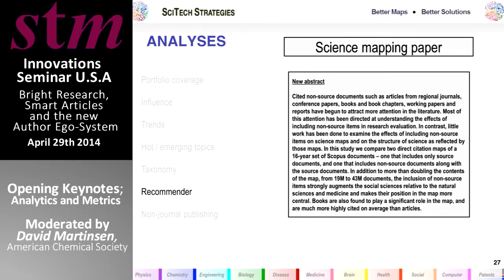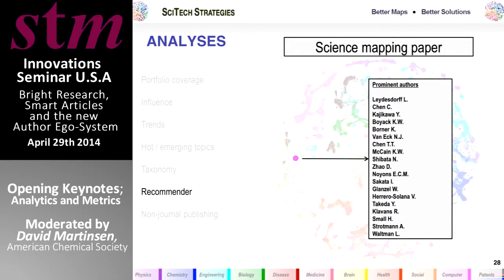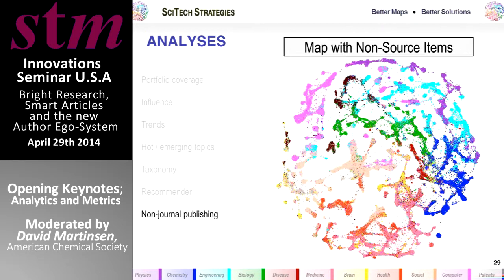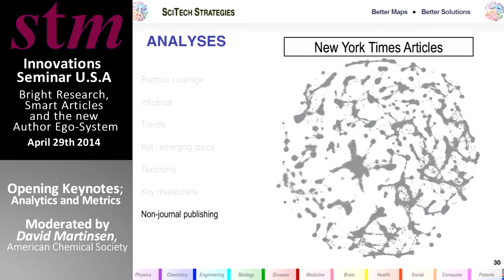So I'll go ahead and skip the recommender thing and just mention, and this is a slightly different picture than the one I showed earlier because it's a different map, this is our non-source map. It includes those 22 million non-source items. And what's interesting about this one, and the picture's not going to show up because it's underneath, is that we could show you where all of the New York Times articles that are cited are on that map. And they turn out to be, unsurprisingly, mostly in the social sciences and humanities. Very few, relatively speaking, New York Times articles are cited from the hard sciences or from medicine. It's mostly in the social sciences.